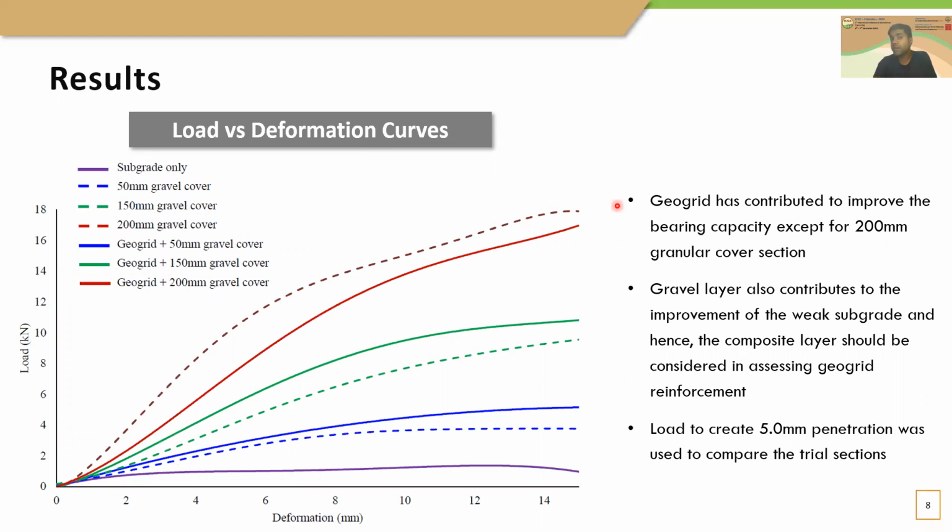So with that, you also can see when you construct a certain granular cover on top of the weak subgrade, it actually helps with the weak subgrade improvement. So when you discuss the weak subgrade improvement by using Geogrid, you have to consider the combined effect, not only the Geogrid effect, because the granular layer also contributes. For the rest of the analysis, we consider the load to create 5 millimeter penetration to compare the test sections.